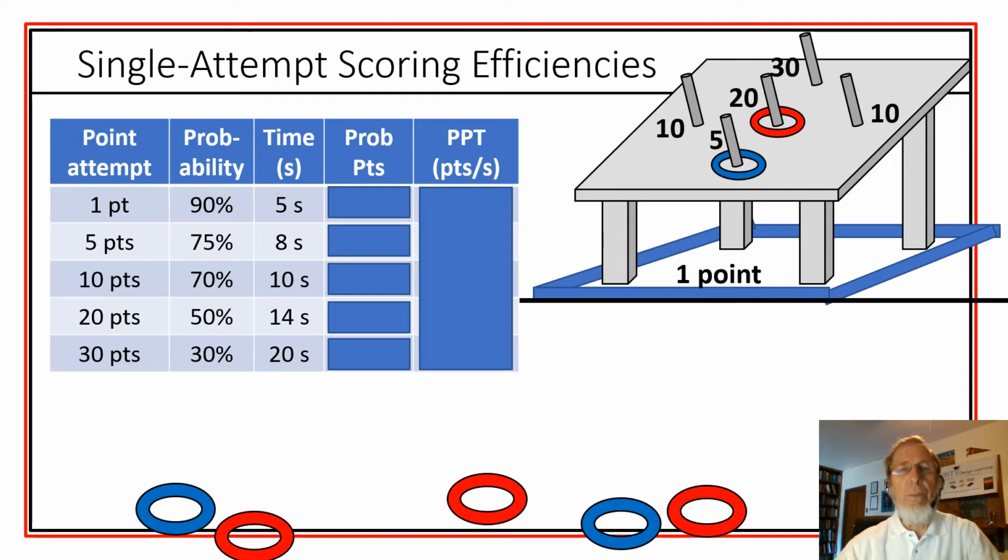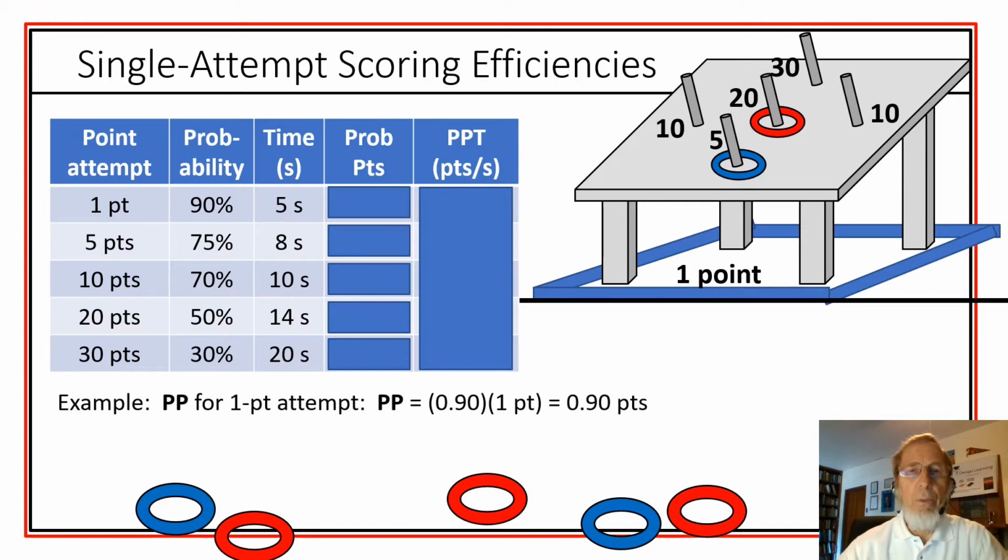So let's look at some scoring attempt efficiencies for the different options we have available for scoring here. If we're trying for a 1-point score, we see that we have a 90% probability of being successful. That tells us that the probable point for a 1-point attempt is 0.9 points. 90% of 1 point, so on the average, 0.9 points.